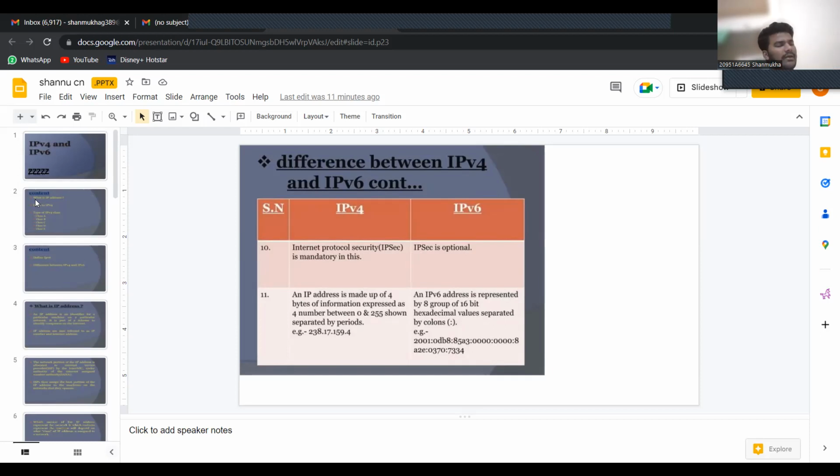So not only computer systems but even mobiles or any other electronic devices have IP addresses. That's the end of today's topic.